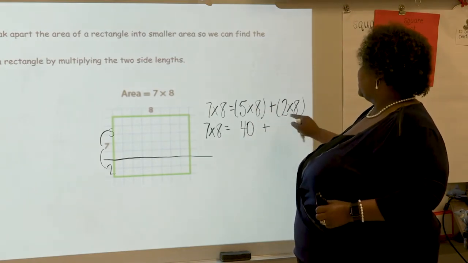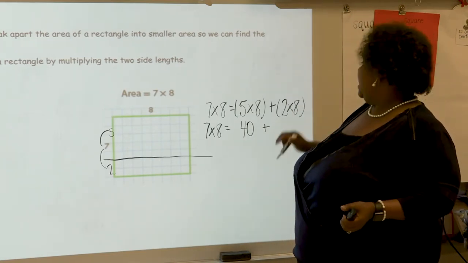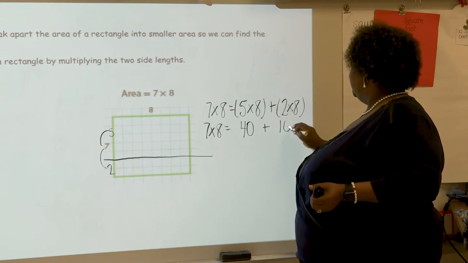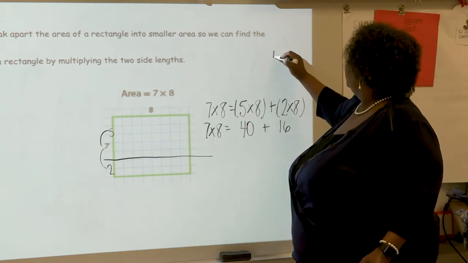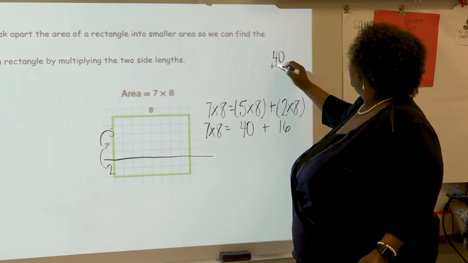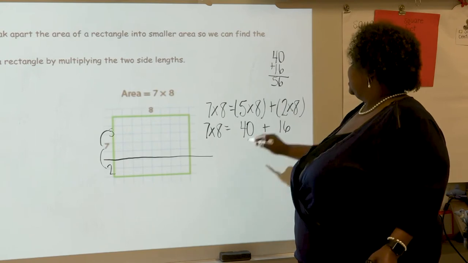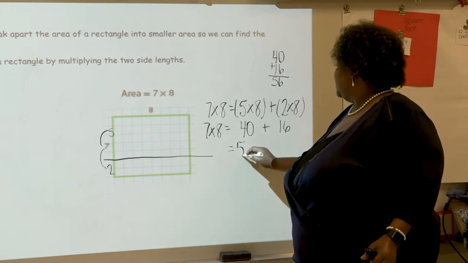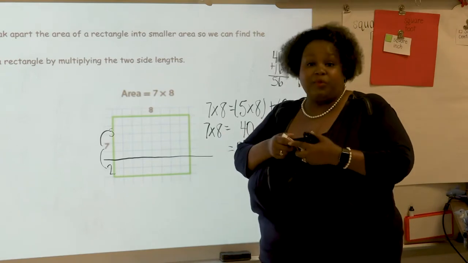Plus 2 times 8. 2 times 8 is the same as 8 plus 8, which would be 16. Now, let's add those together. 40 plus 16 equals 56. Another way to show the distributive property.